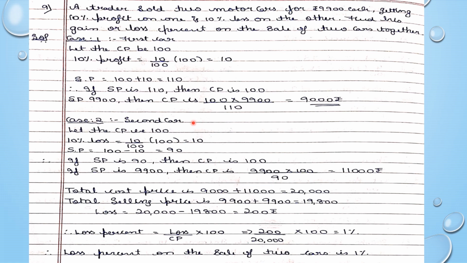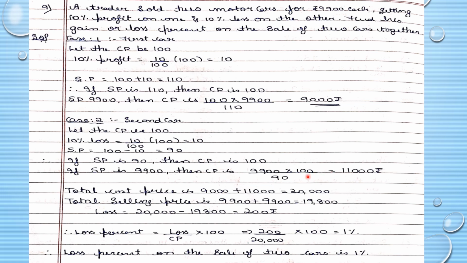So as usual for the second car, case 2, your cost price will be 100. So here they are asking about loss. Loss on which value? Same, on the cost price value. 10% is written as 10 by 100 into 100. So your value is 10. So in 100 rupees, 10 rupees is the loss. So your selling price will be 100 minus 10, that is 90 rupees. So if your selling price is 90, then your cost price will be 100. In the same way, if your selling price is 9900, then you have to find out your cost price, that is 9900 into 100 cross multiplication divided by 90. So your value will be 11,000. So this is the cost price for car 2.